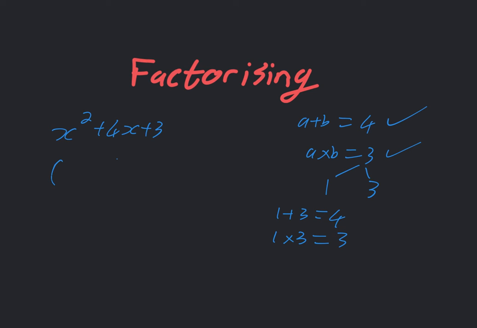And then to write it, put our brackets, we have x plus 3, x plus 1. And you can write it the other way around as well, doesn't particularly matter, because it's multiplication, so it's commutative, so it's okay. The order doesn't matter.